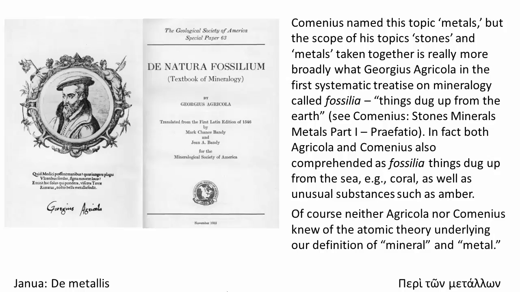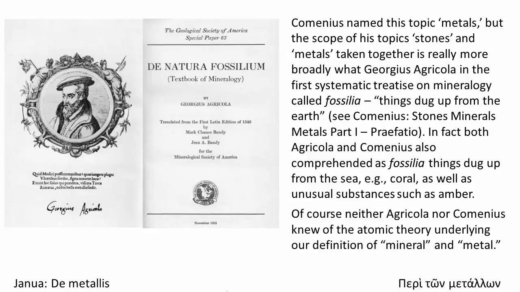Comenius named this topic metals, but the scope of his topics, stones and metals taken together, is really more broadly what Georgius Agricola, in the first systematic treatise on mineralogy, called fossilia, things dug up from the earth. For this, see our Praefatio. In fact, both Agricola and Comenius also comprehended as fossilia things dug up from the sea, like coral, as well as unusual substances like amber.